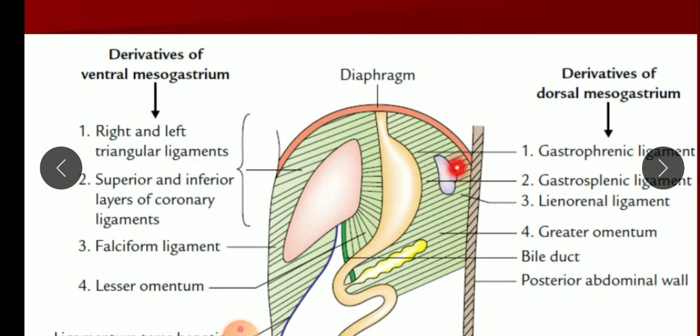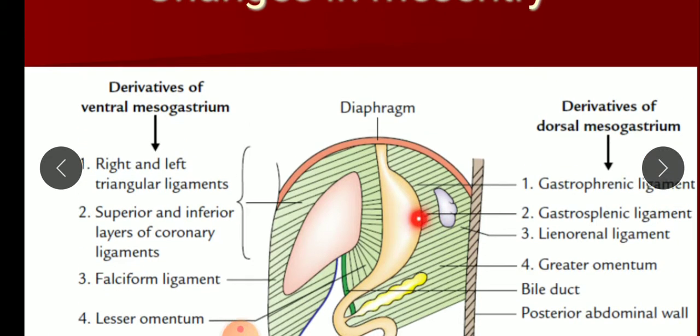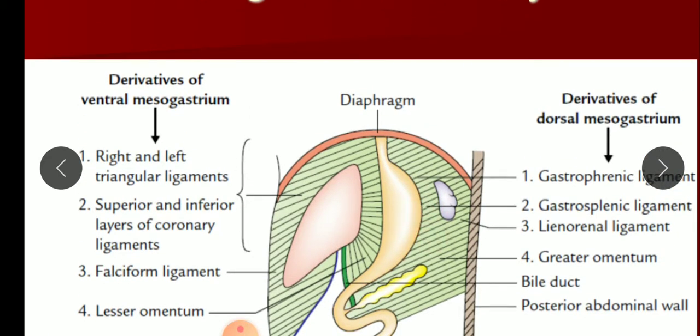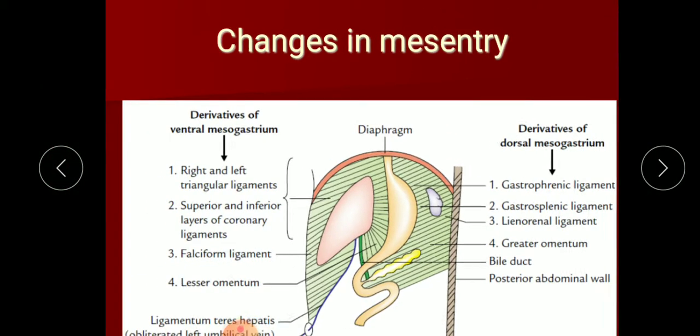And from the spleen towards the posterior abdominal wall, to be more precise, it is running in front of the kidney. So what do you call it? It is the lienorenal ligament. So this dorsal mesogastrium is being divided by the developing spleen into the gastrosplenic ligament and the lienorenal ligament. Fine. And that part which extends below this dorsal mesogastrium here forms the greater omentum. So now I think you understood what changes occur to the mesentery.